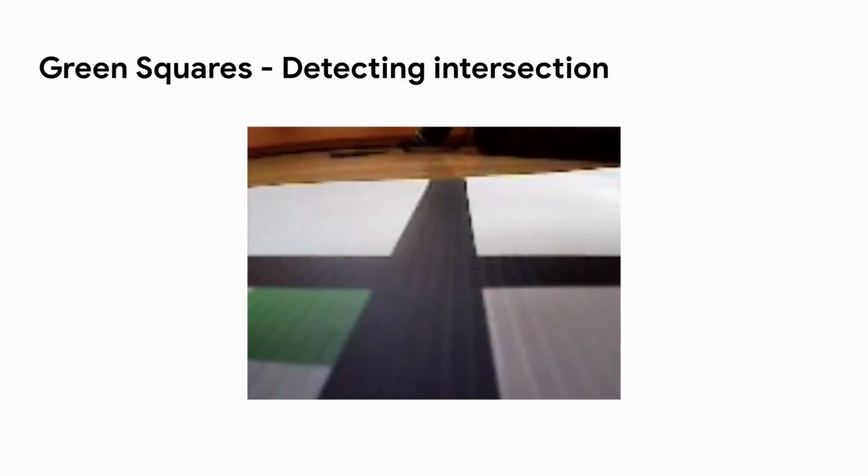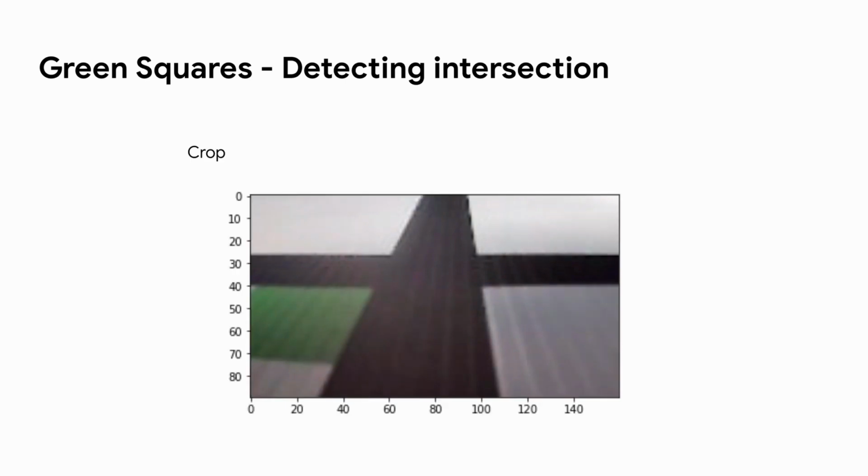Now, onto green squares. So this is the start, and it's the original frame of what the camera sees. So we first apply a crop, cropping out the horizon, so the robot only sees the mat in front of it and doesn't allow any noise from the horizon to affect the green square detection.